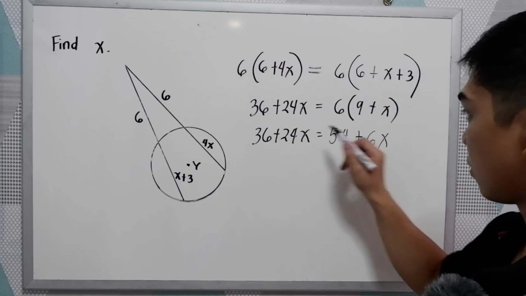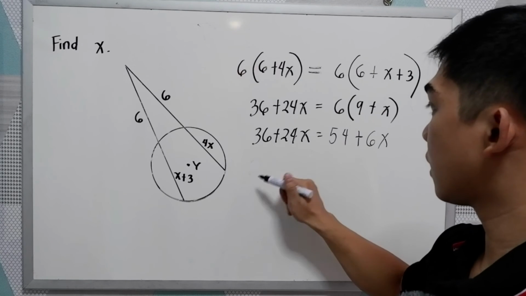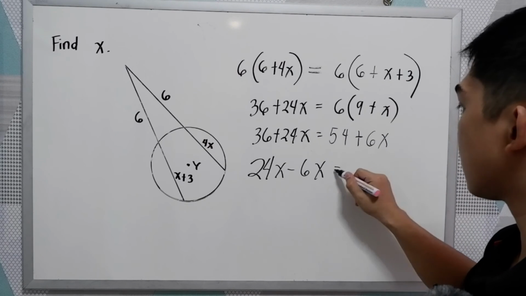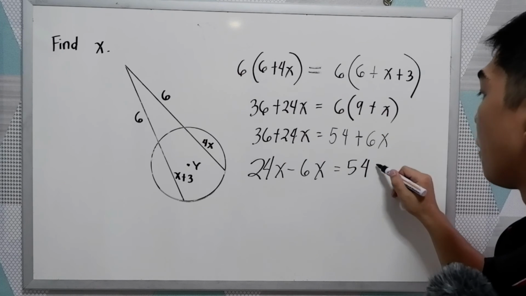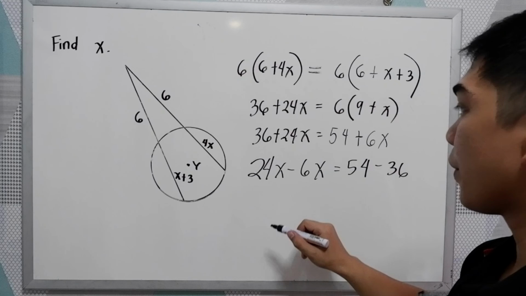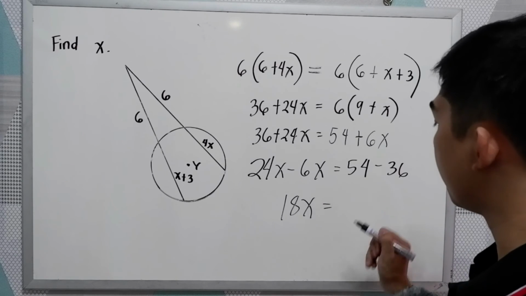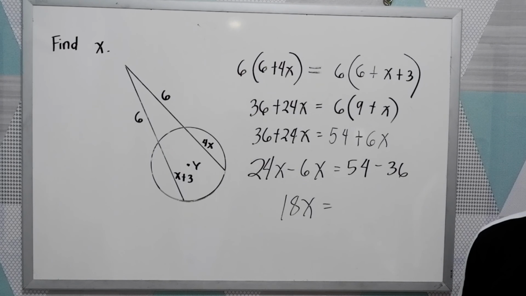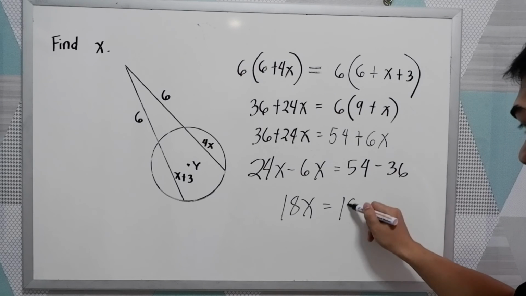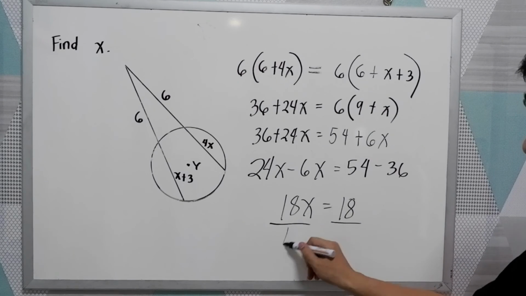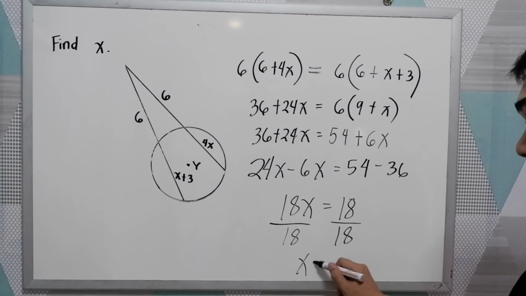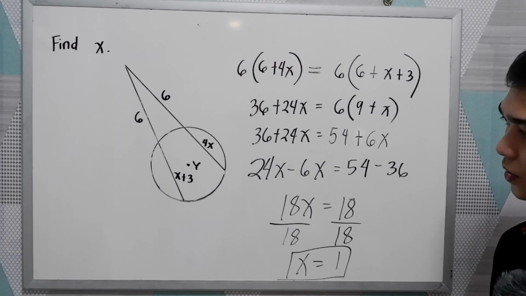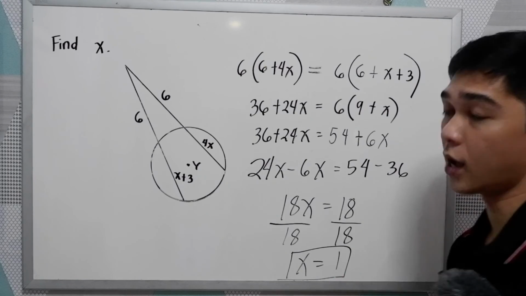Solving for x, we have 24x minus 6x is equal to 54 minus 36. Now we have 18x is equal to 54 minus 36, that is 18. To find x, we need to divide by 18. So x is equal to 18 divided by 18, that is 1. Okay. So the value of our x is 1.